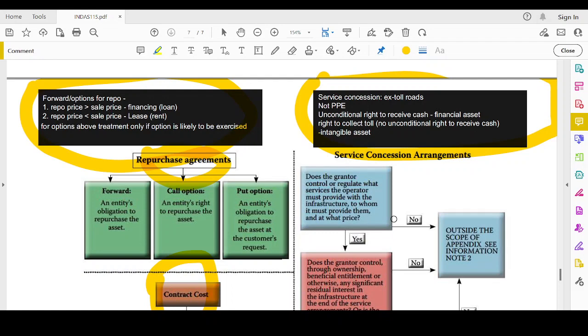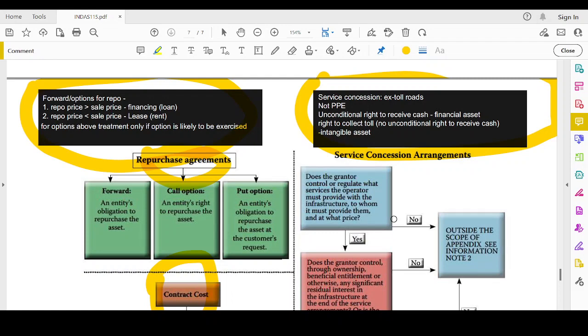The entity has an obligation; it's a liability to repurchase the asset. If it is a call option, it's a right to repurchase. It's just a right, but there is no obligation. They may not purchase, but it's a right available to the customer.